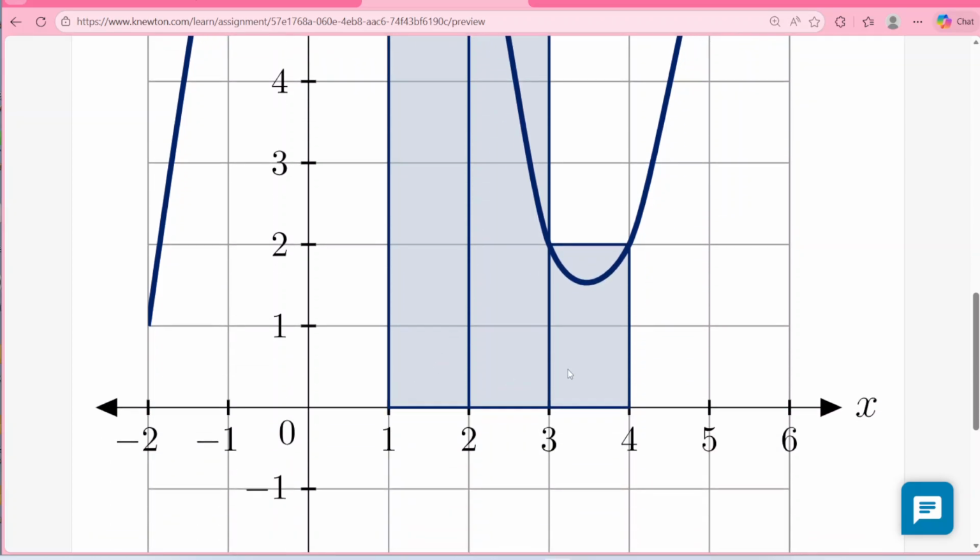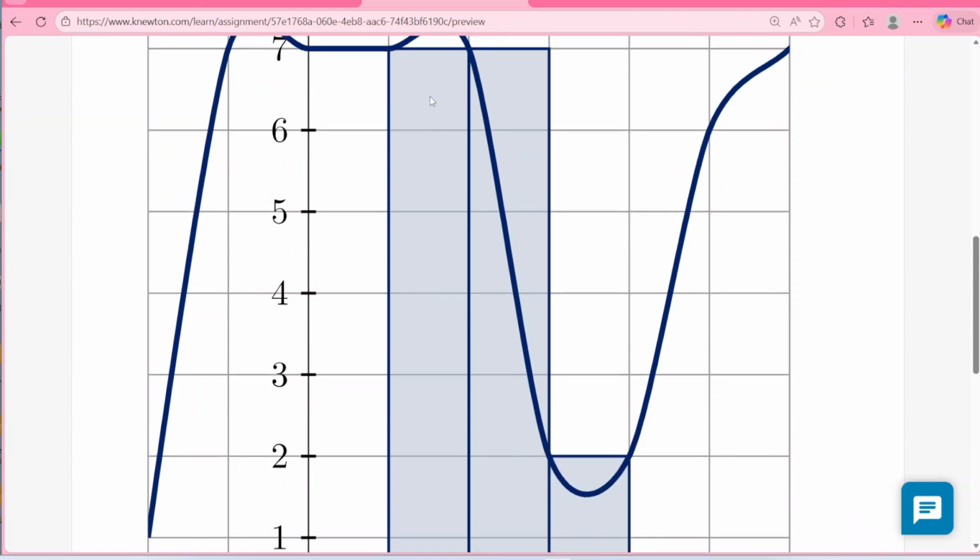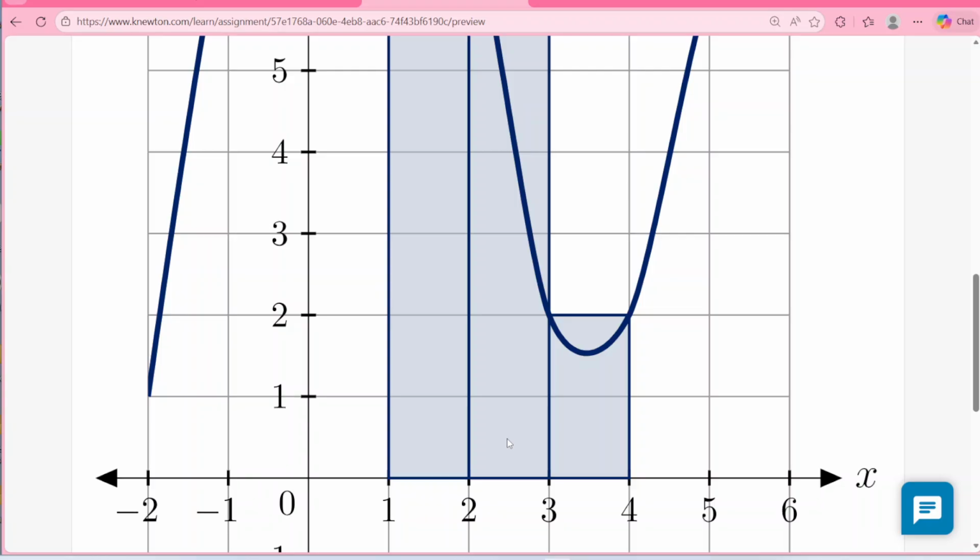Now these all have a width of 1, so I just need to add them up. This first rectangle is a 1 by 7. So is this second rectangle. So that's 14, right? That's a 2 by 7 big rectangle. That's 14 square units there.